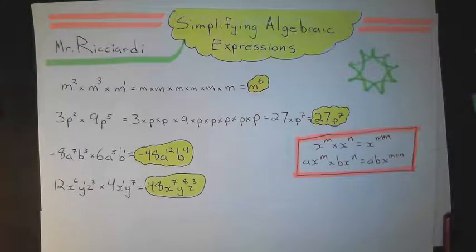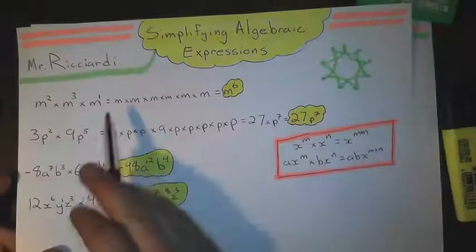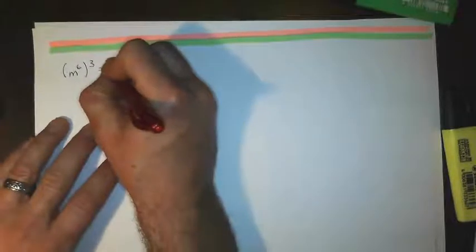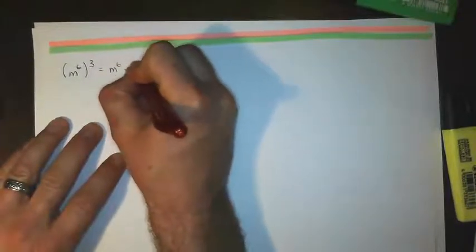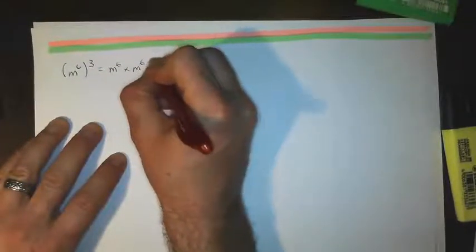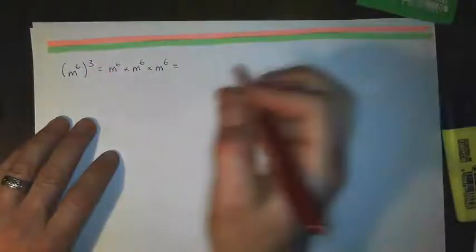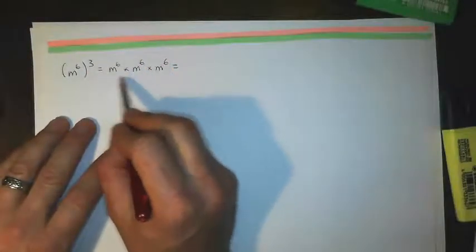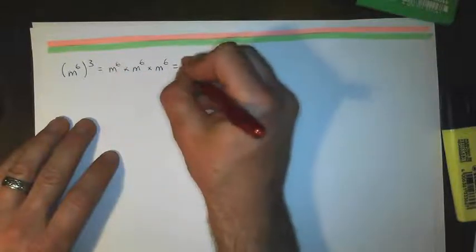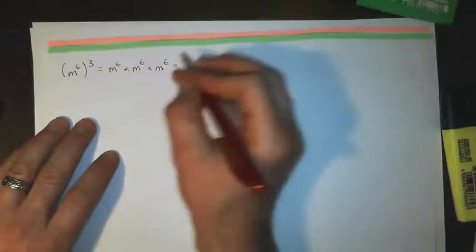Okay, next, we have powers to a power, and let's do what we did here real quick. Write it out in full to see what it means. m^6 to the power of 3, what does this mean? It means m^6 times m^6 times m^6. That's what it means. And using my previous rule, which was if we're multiplying powers with the same base, I can add the exponents. 6 plus 6 plus 6 is 18. Okay, I got my answer.